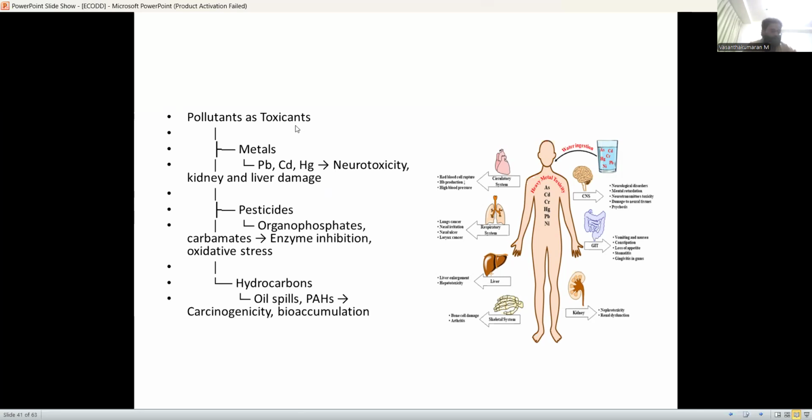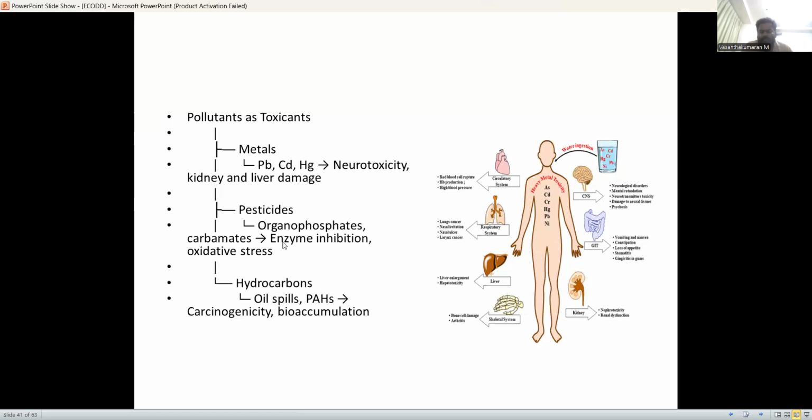Heavy metals are now everywhere in our nature, even in the chicken, even in the beef, even in the fish, even in the pork, even in the crab which we are having. So we should be very conscious.